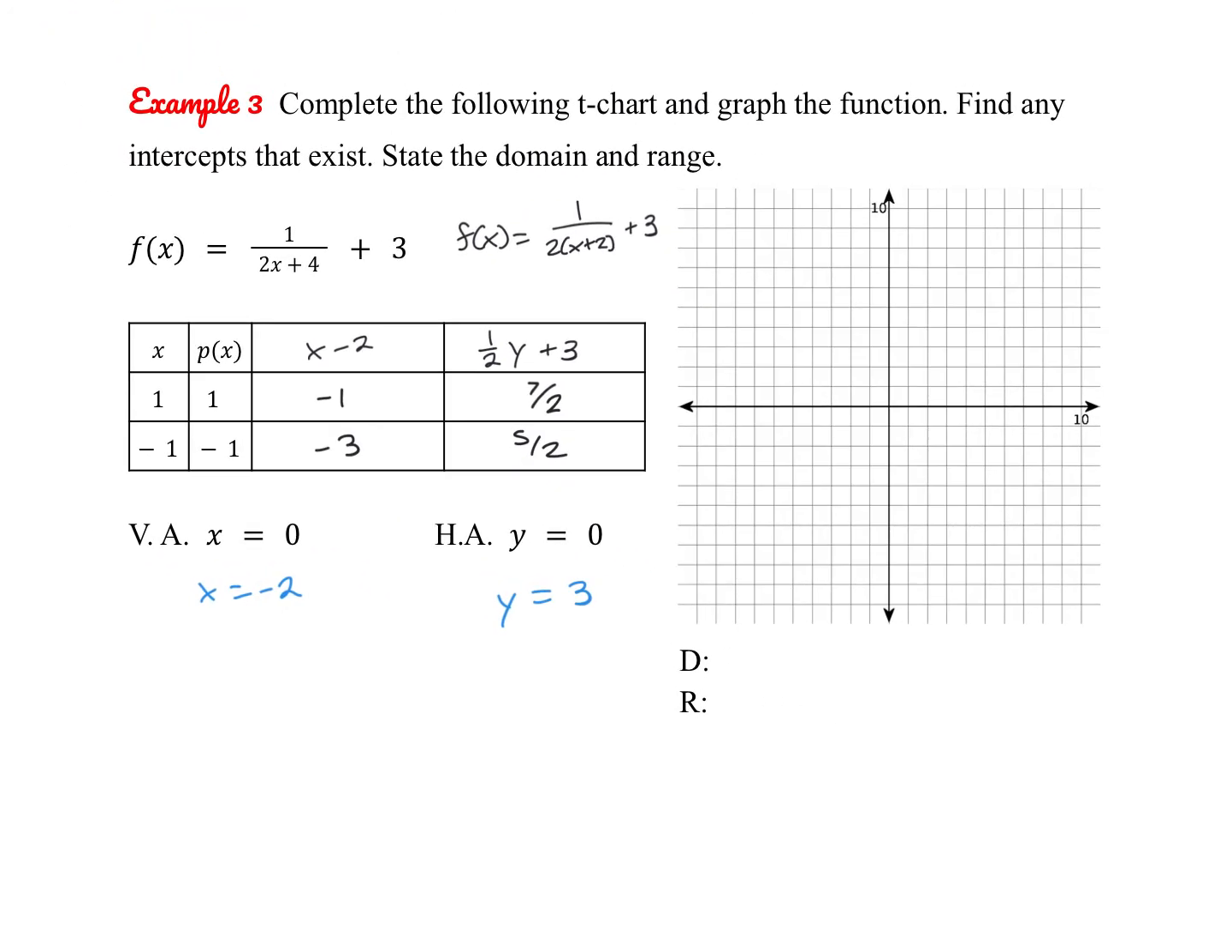Okay, let's see what our graph looks like. So we have x equals negative 2 and y equals 3. And then we have our transformed coordinates. So we have negative 1, 7/2, right here. And then we have negative 3, 5/2.